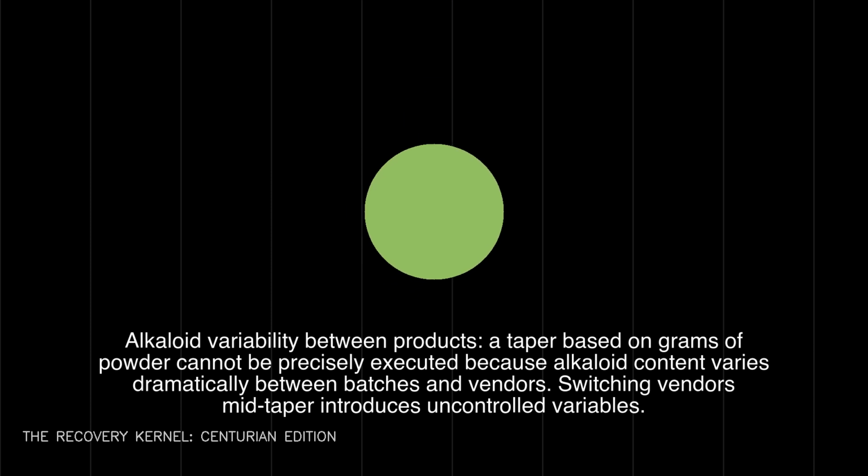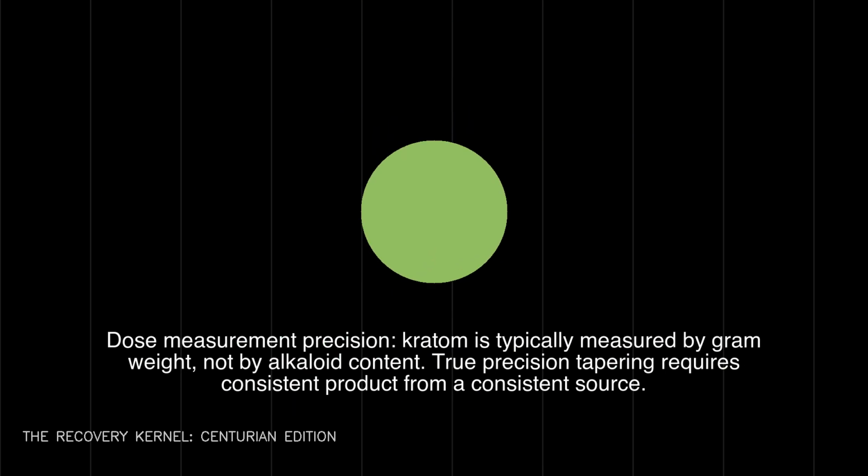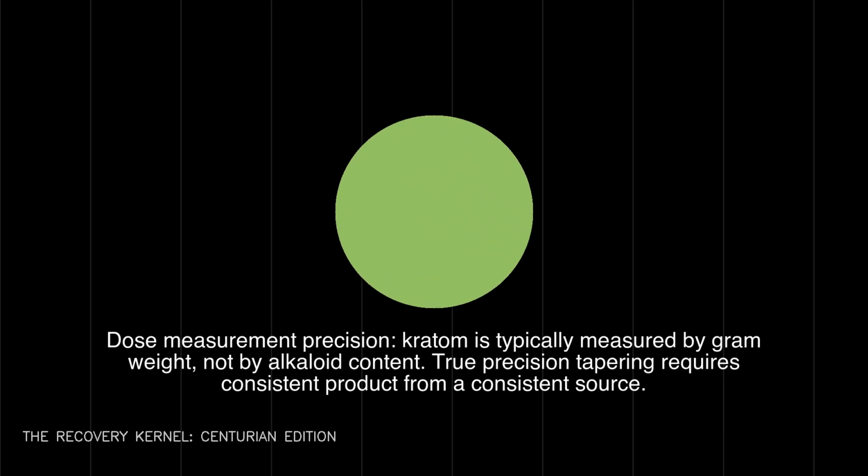The extract trap: high extract products are far more difficult to taper than powder because the alkaloid concentration variability is even higher. A general taper framework, not medical advice. Discuss with a physician. Reduce total daily dose by 10% every 1 to 2 weeks.